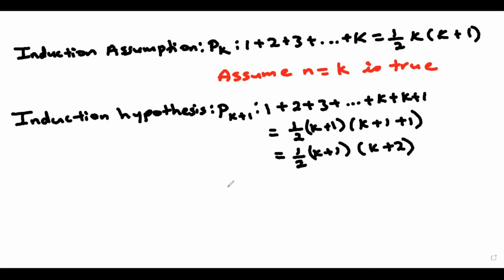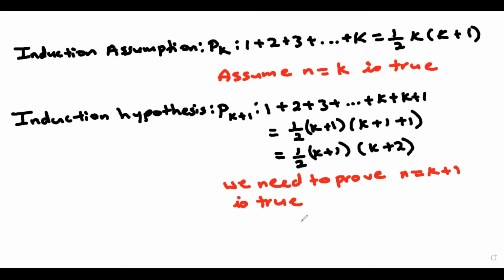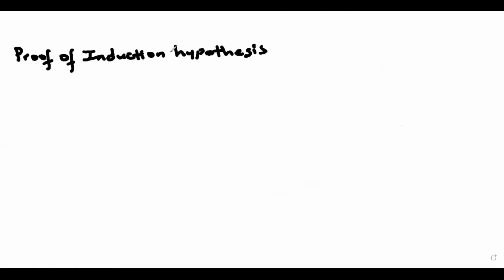So here we need to prove n equal k plus 1 is true. So those are your first 4 steps. So now we have the proof of induction hypothesis. So what that is, that's the Pk term, which is your induction assumption, plus the k plus 1th term.